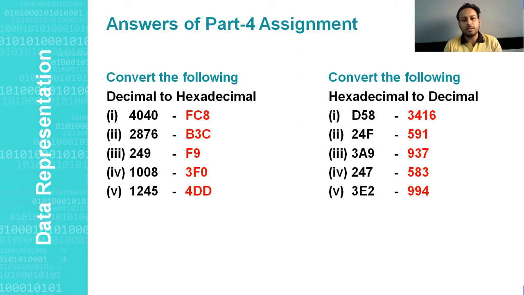The first answer is FC8, second is D3C, third is F9, fourth is 3F0, fifth is 4DD. And when we convert hexa to decimal, the first answer is 3416, second is 591, third is 937, fourth is 583, and fifth is 994.